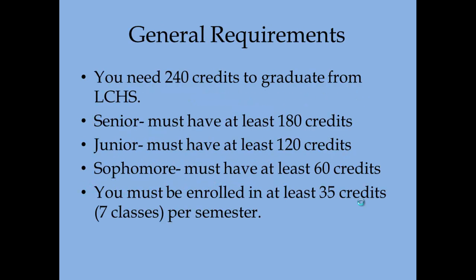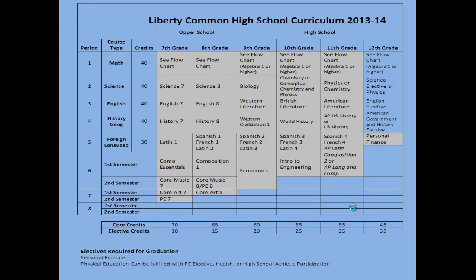General requirements. As a reminder, you do need 240 credits to graduate from Liberty Common High School. As an incoming senior, that's the number that you're going to be most concerned about. As you're looking at your transcript here in a moment, you'll be able to see exactly where you're at with your credit numbers, as well as where you're at with meeting specific requirements.